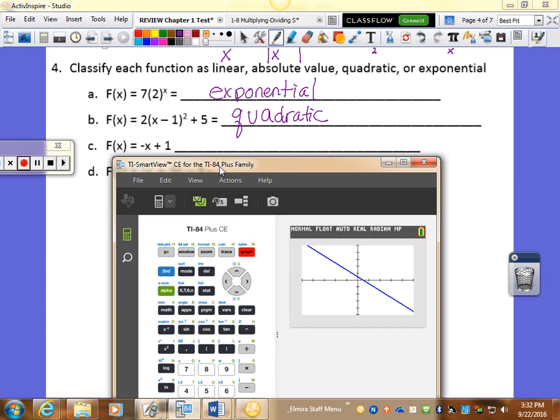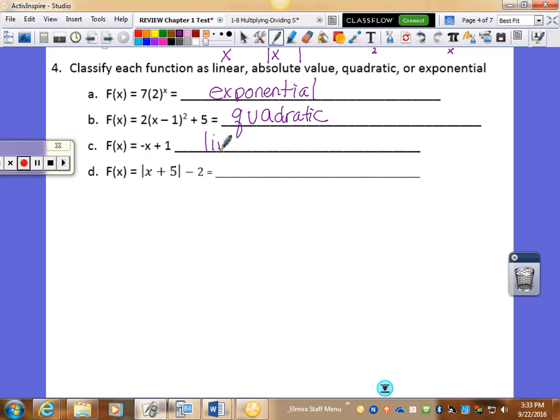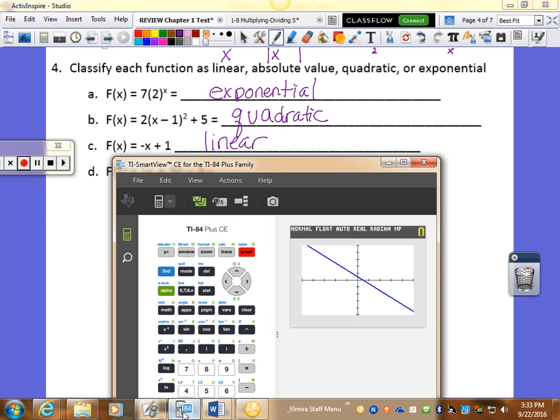Okay, now that should be one you should remember from last year. Linear has the word line in it. L-I-N-E-A-R.